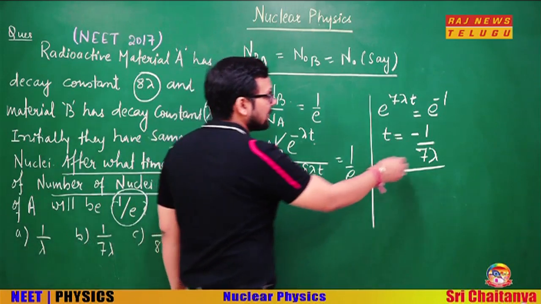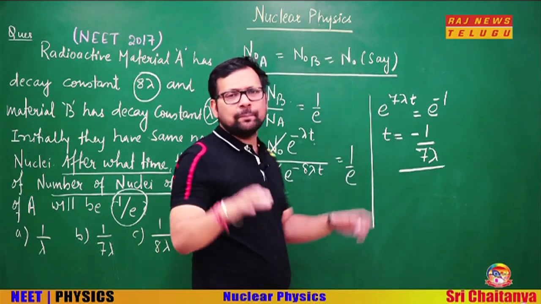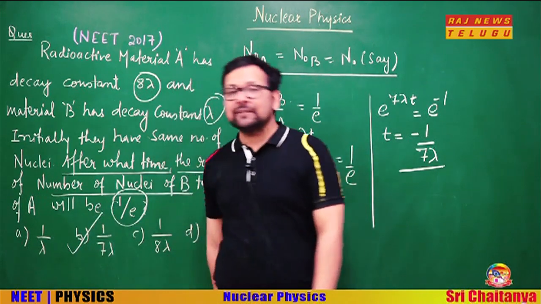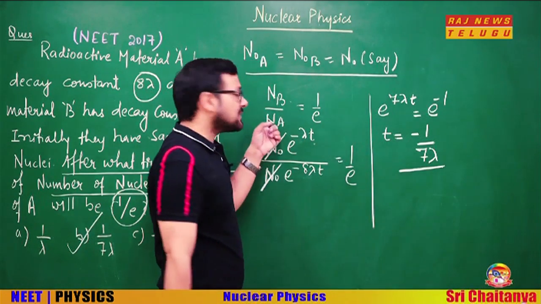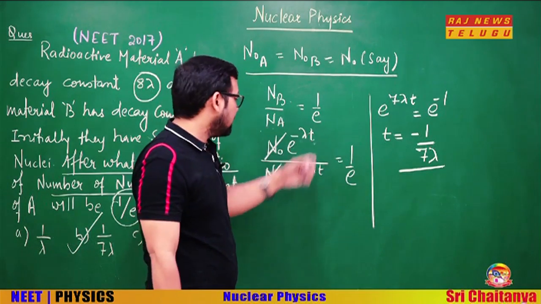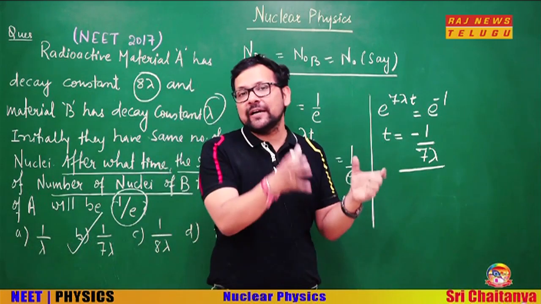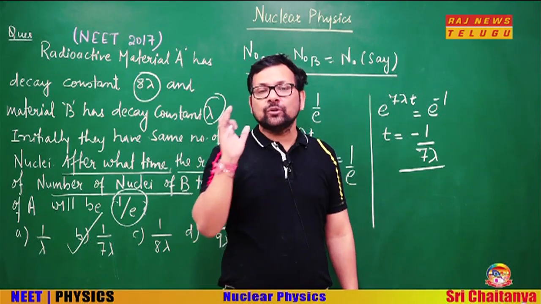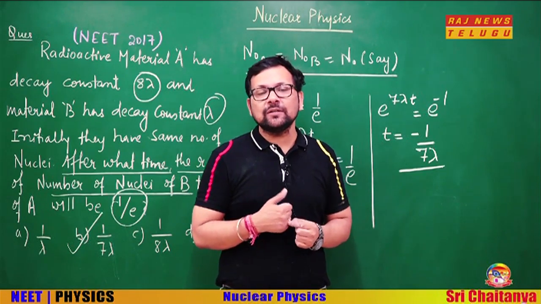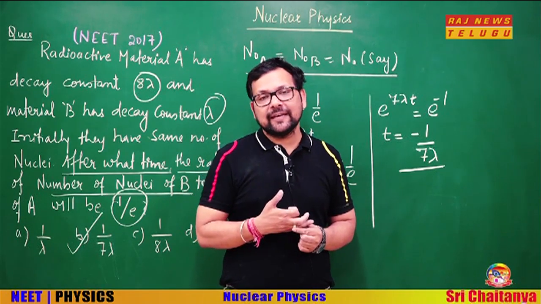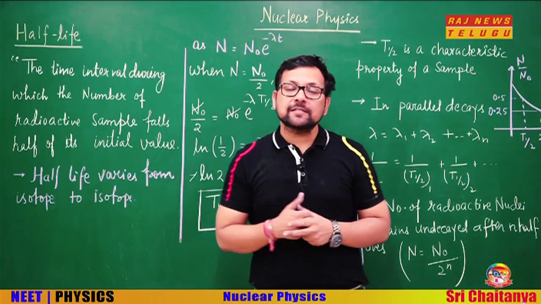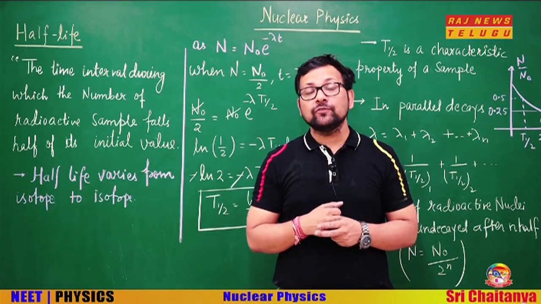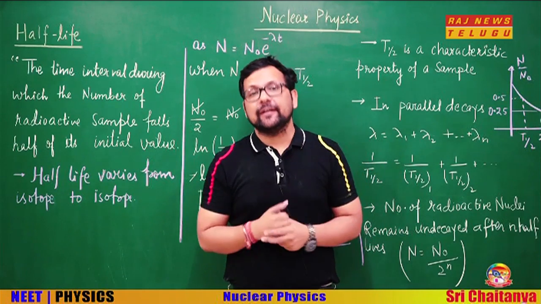So here time is coming negative, but on the basis of the 4 options given, you have to take 1 by 7 lambda. Suppose they would have asked NA by NB is 1 by e, then we could easily find 1 by 7 lambda. It was a slight mistake, but you can see this question was based on the law of radioactive decay. Now we will discuss a very common but very important topic, half-life of a radioactive nuclei.